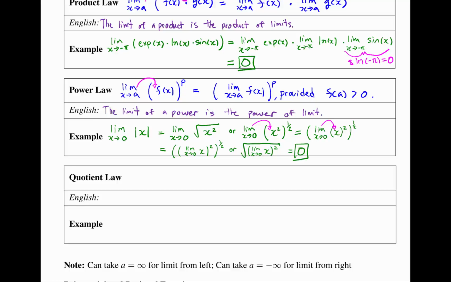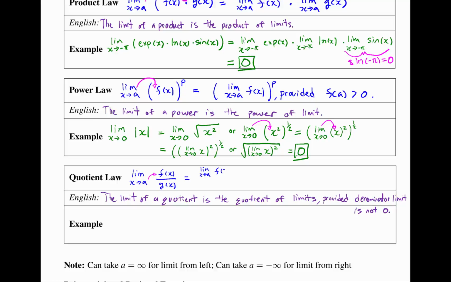The final law, the quotient law, also has a restriction. In English it says, the limit of a quotient is the quotient of the limits, provided that the denominator limit is not 0. Converting this to mathematics, the limit as x goes to a of f of x over g of x is the limit as x goes to a of f of x over the limit as x goes to a of g of x, provided that the limit as x goes to a of g of x is not 0. So let's take an example.